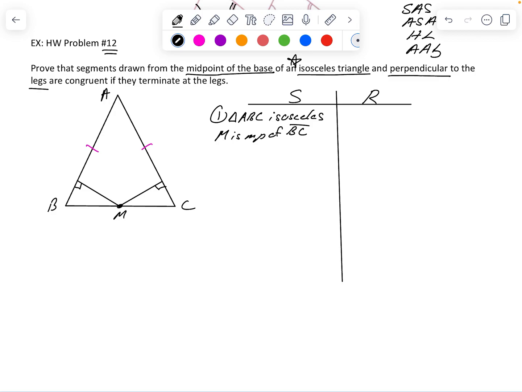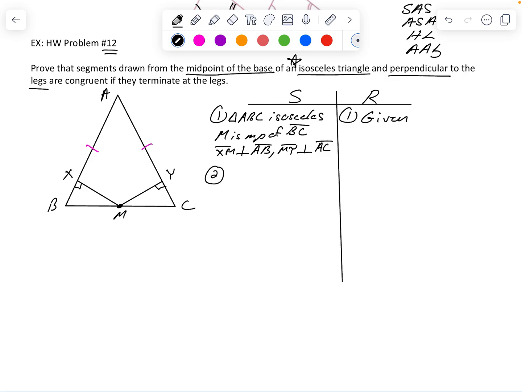And we were given this perpendicular. So we need to name some points here. We'll call them X and Y. So we'll say XM perpendicular to AB. And we're going to say MY perpendicular to AC. So that takes care of all of our givens.